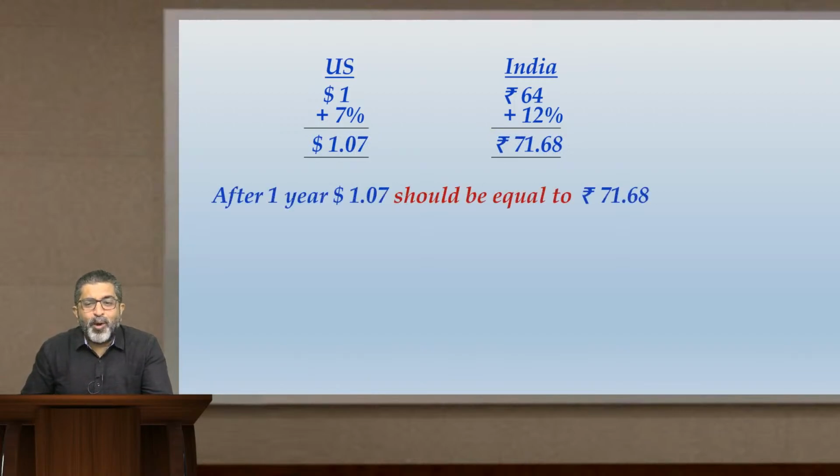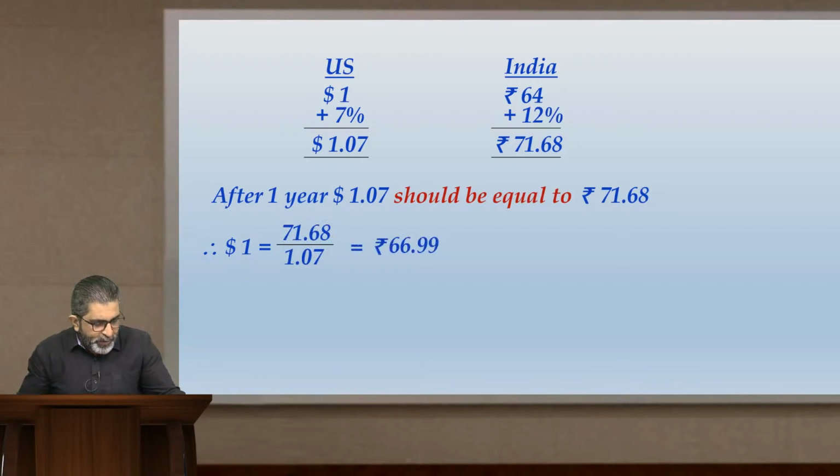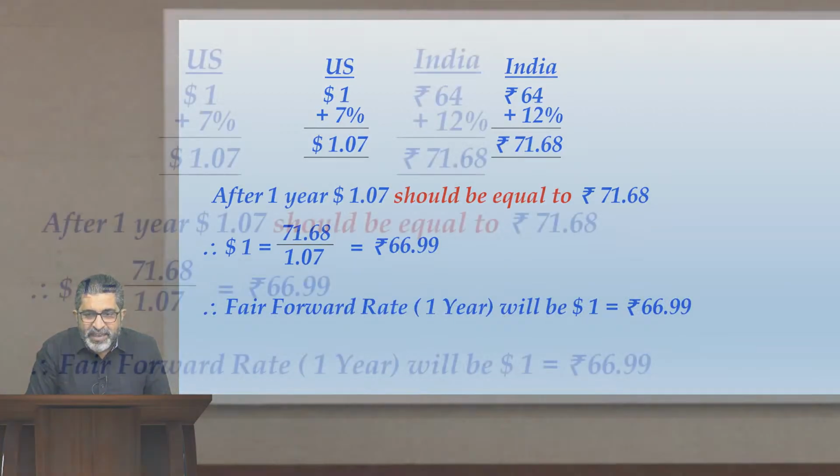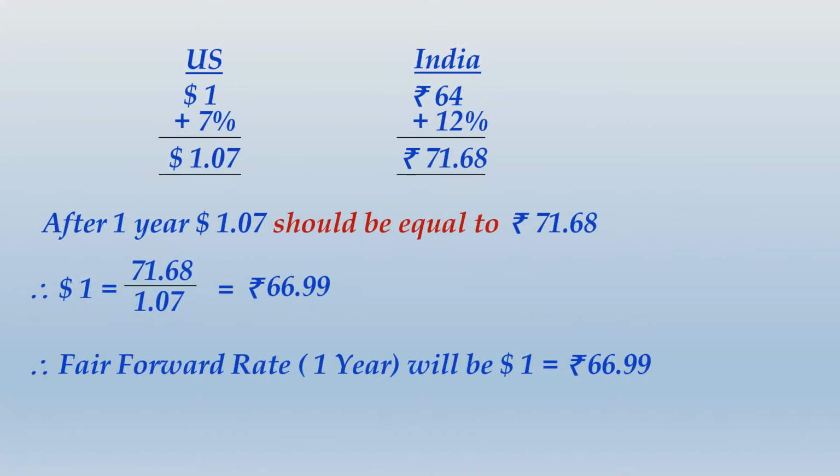So after 1 year, $1.07 should be, once again I am saying I am not talking about that it will be equal to, I am saying it should be equal to, because if the present values were same, future values also should be same. So if $1.07 should be equal to rupees 71.68, what would be the value of $1? That value of $1, what we get is rupees 66.99, and that is the fair forward rate for 1 year. $1 equals to rupees 66.99. You may please take note of these logical calculations, and then I show you the formula based approach as well.